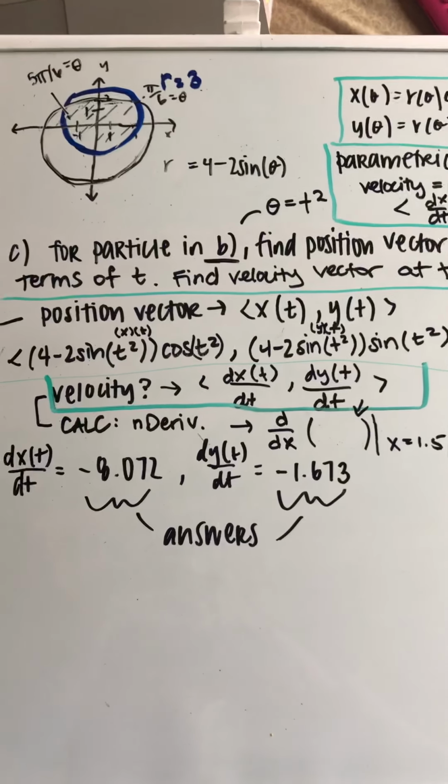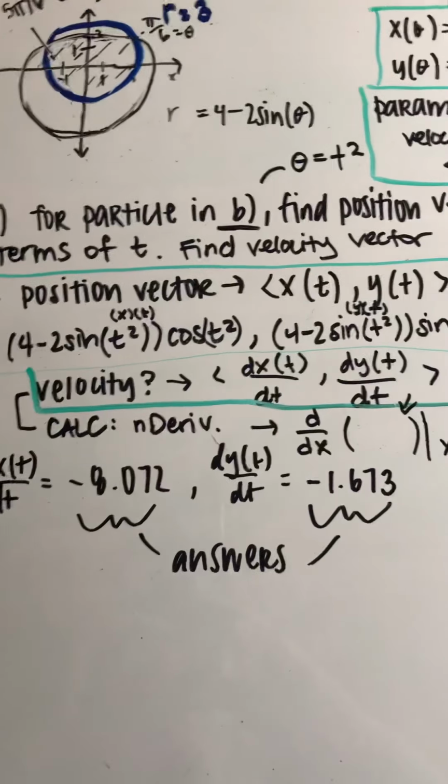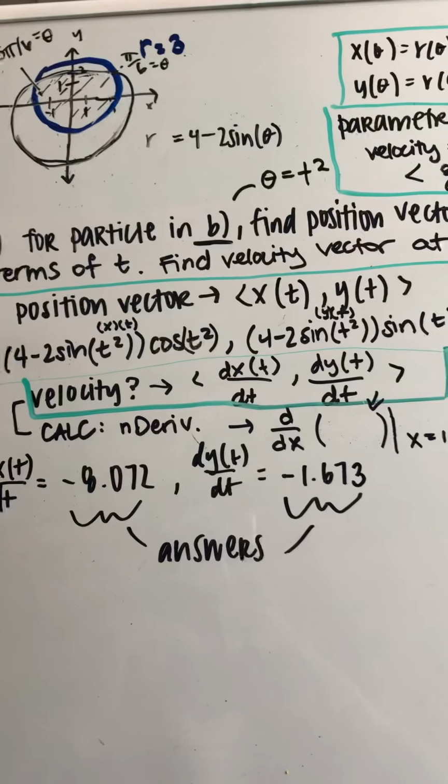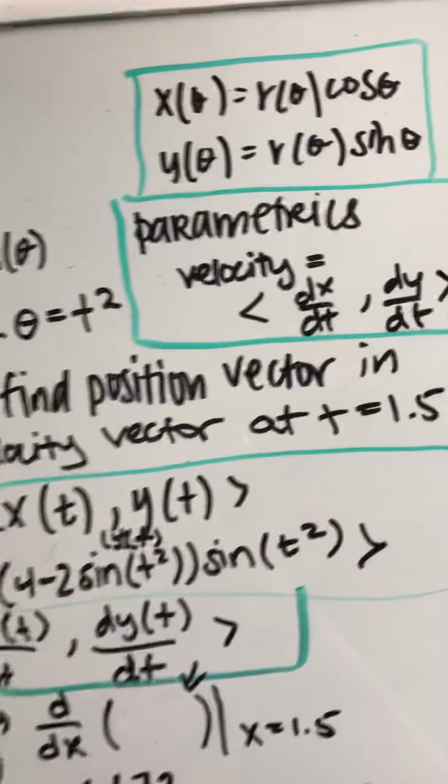Okay, so for part C, for the particle described in part B that we just did, you're finding the position vector in terms of t, and the velocity vector at time t equals 1.5. So before you get started, you want to know some of these givens.